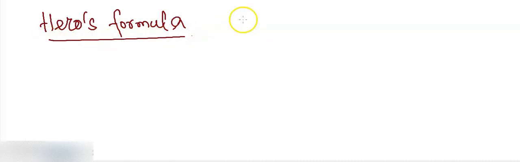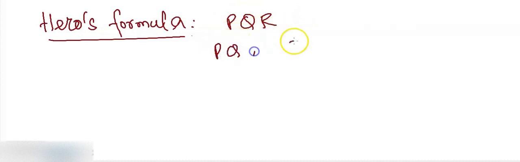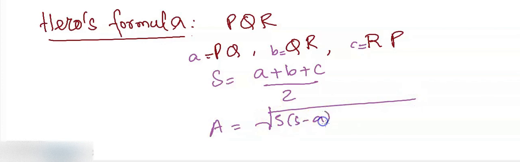If you are given three sides, let PQR be a triangle, and then you just calculate the sides PQ, QR, and let's see RP. So you calculate these three sides. I might give them other names, maybe call this A, this B, and this C. Then Hero's formula says to define S, which is half of the perimeter, and then calculate area using this formula: S minus A, S minus B, and then S minus C.